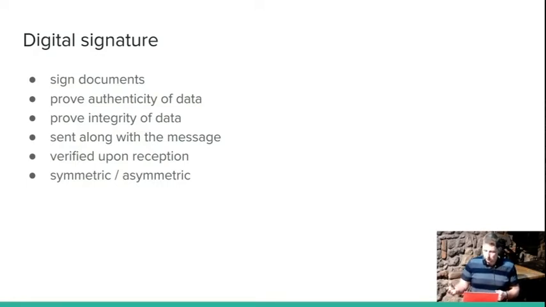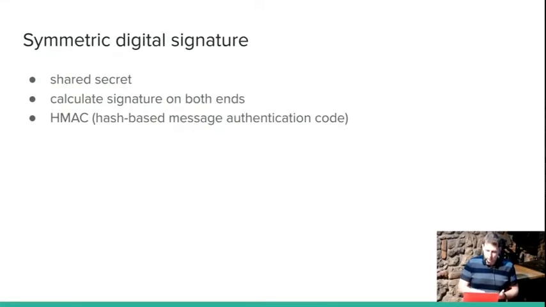Then the recipient, or whoever wants to verify the signature, can do so if they know some information about you. Again, there can be symmetric and asymmetric digital signatures, based on what type of cryptography you are using. We'll start with the symmetric one, which is much simpler. Again, like with everything symmetric, you have a shared secret which both sides have: the one who signs and the one who verifies.